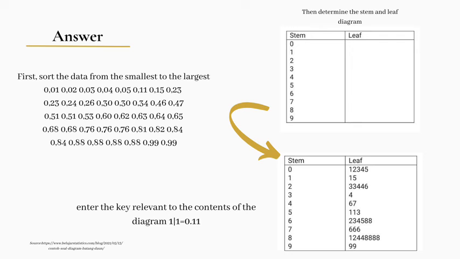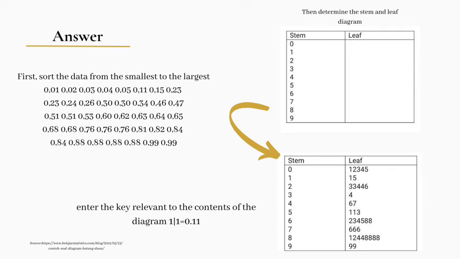And the answer is: first sort the data from the smallest to the largest, and then determine the stem and leaf diagram after sorting the data. For the first table, we're going to put the stem on the table. So the stems are 0, 1, 2, 3, 4, 5, 6, 7, 8, and 9. Next, we're going to put the leaves together with the stem on the table. The left side is the stem and the right side is the leaf.